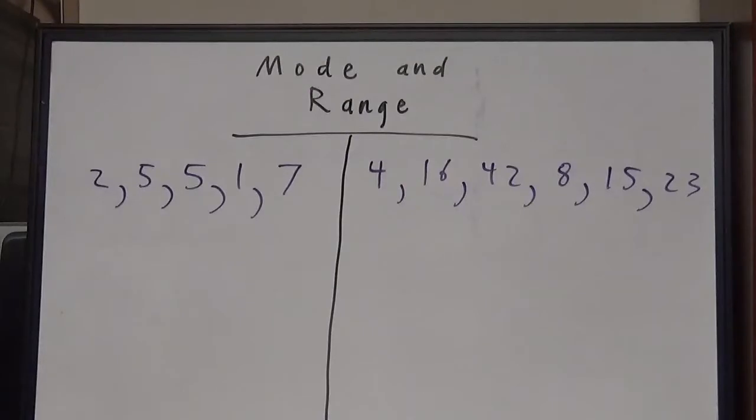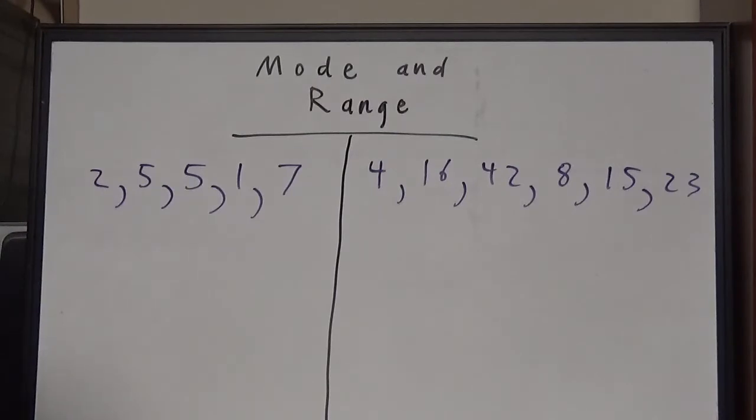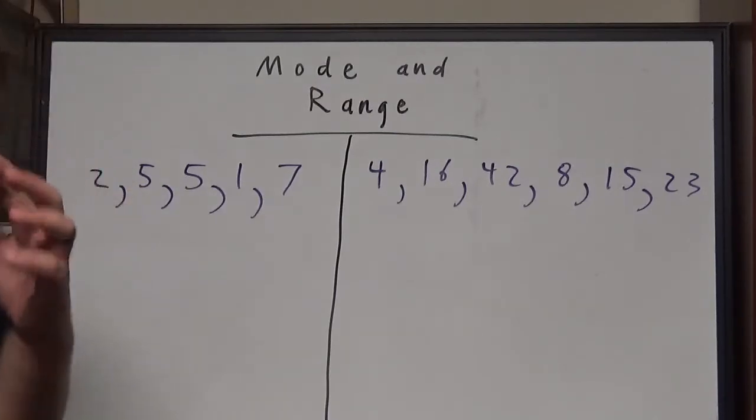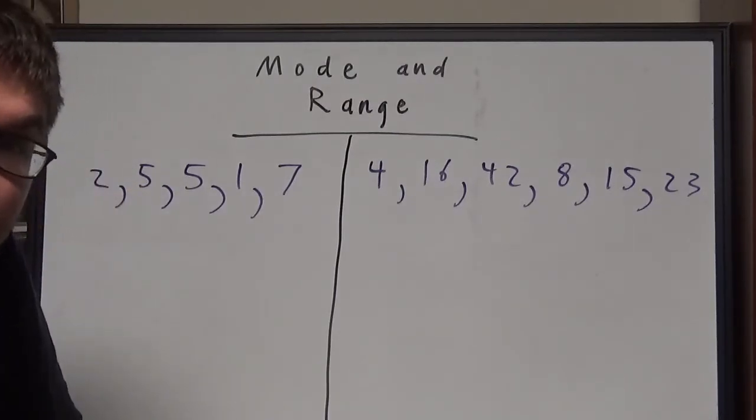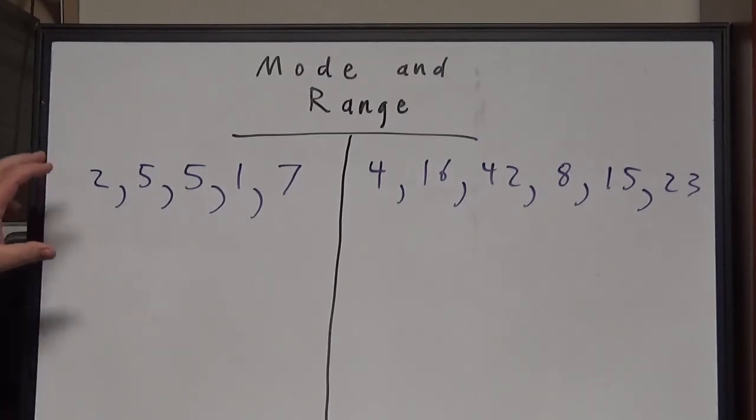Hey, this is Mr. Coker with Algebra Lesson 5.1 Part 2, Finding Mode and Range from a Data Set. Last video I talked about how to find mean and median, and this video we've got mode and range. Now mode and range are much quicker and simpler than mean and median, especially mean.